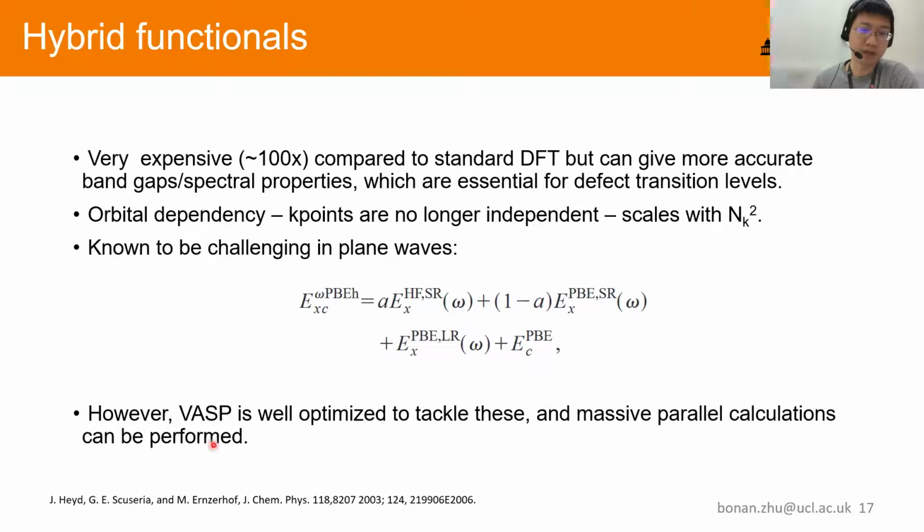However, the good news is that although it is known that hybrid functionals are not so efficient when you use a plane wave basis, VASP is actually very well optimized to tackle these, and massively parallel calculations can be performed. And this is why I think VASP has a very high usage on Archer 2, because many of these massively parallel calculations are for these hybrid functionals, which are intrinsically very expensive.